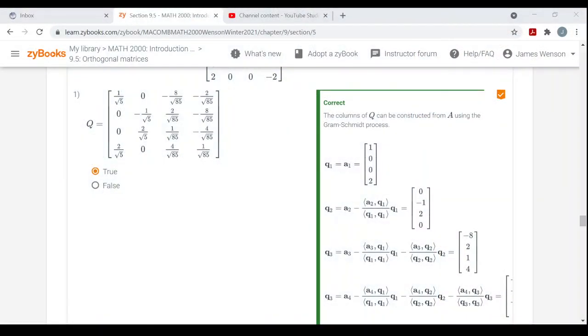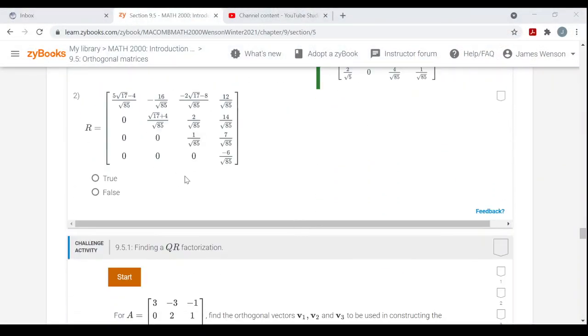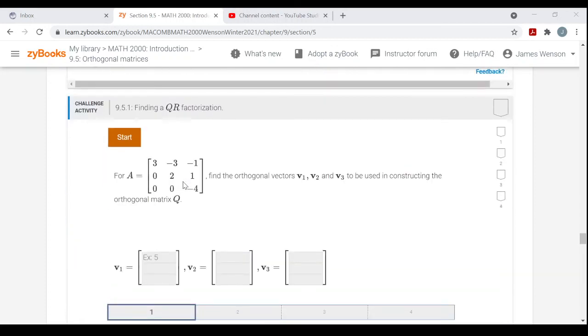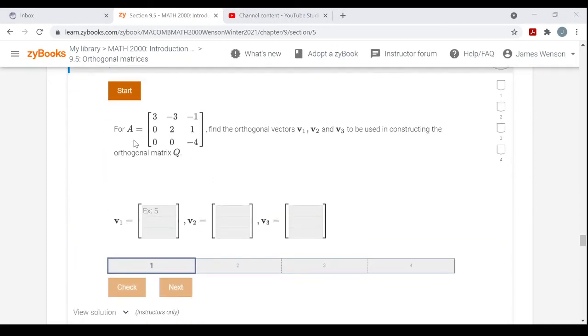All right, and then see if this is true or not. All right, then for your challenge activity, you're given a matrix, and you're asked to find orthogonal vectors v1, v2, and v3 to be used in constructing the orthogonal matrix Q. So go through the same, use these 3 column vectors here, go through the Gram-Schmidt process, find those unit vectors that would be the columns of Q. All right.